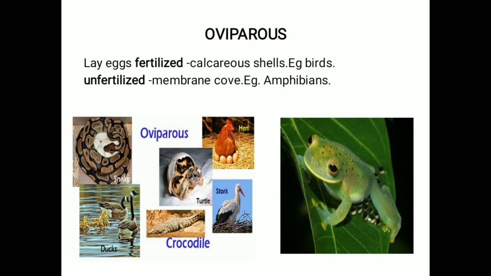Oviparous animals lay eggs. Fertilized means the egg is surrounded by a calcareous shell. Example: bird's egg, hen's egg, we already see it at home, no? That calcareous shell surrounds the fertilized egg. Unfertilized eggs are surrounded by a membranous cover because the fertilization is not completed. So that's why a membranous cover bounds the ova. Example: amphibians.